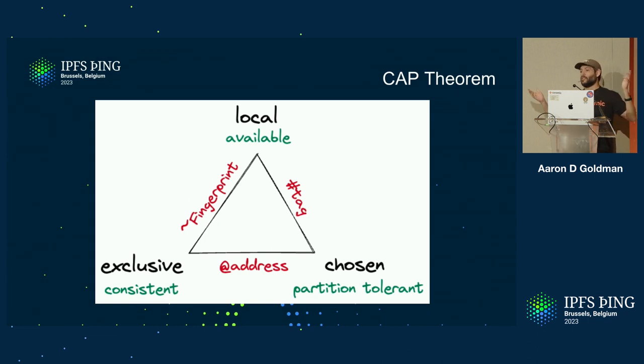Or I can just do tags. My parents named me Aaron. They didn't have to ask anyone's permission to name me Aaron. Very local, very available. You get to choose what you want. Unfortunately, there's lots of other people with the same name, and it's very difficult to Google for me.